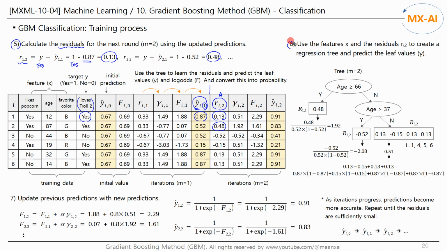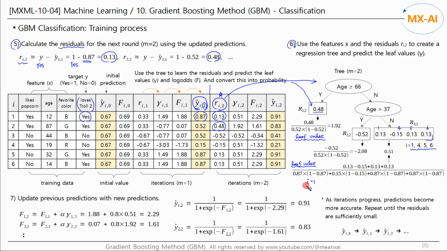Step 6 generates another tree using the features x and the residuals r. Again, each leaf node in this tree contains the residuals. Then we calculate the leaf values in the same way as before. The third leaf node has the residuals from the data points 1, 4, 5, and 6. The leaf values are calculated like this.